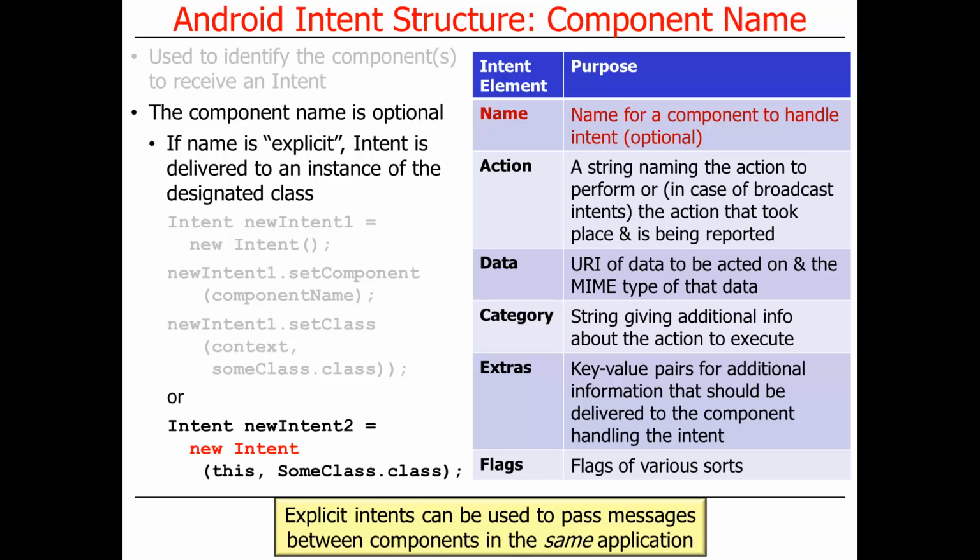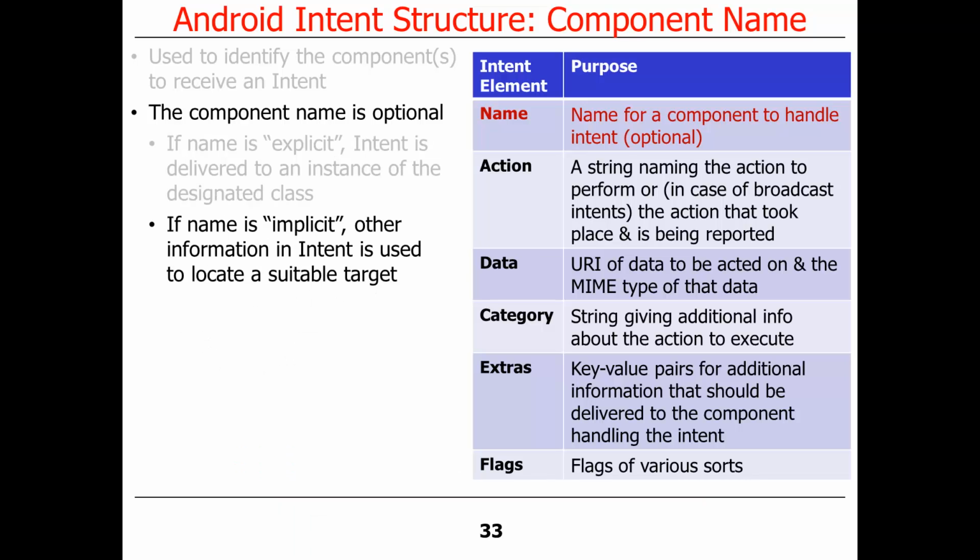You would typically use explicit intents to pass messages between components in the same application. So if there's a fairly tight coupling, if you're breaking up your components into pieces just because they're more modular, then explicitly naming them is fine. But as we'll see, it's more preferable to use implicit intents.